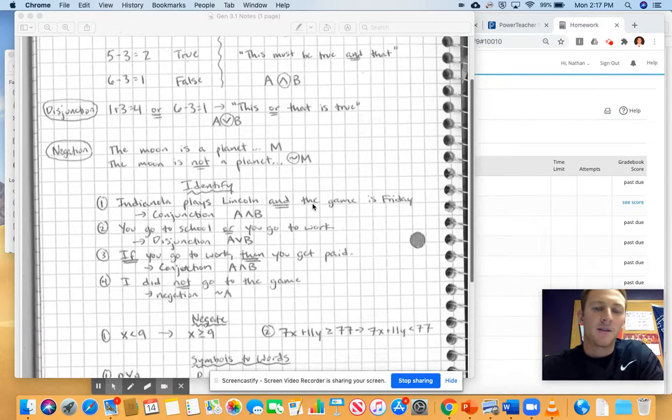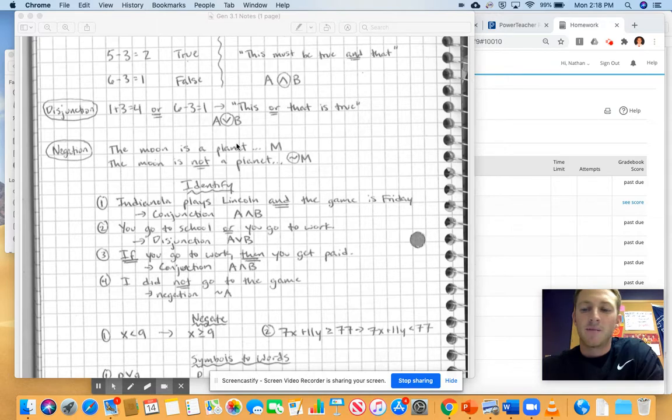The negation just takes a sentence or a statement and makes it the opposite of that. So the moon is a planet. We call this statement M. We're just calling it a random name. Statement M, the moon is a planet. The negation, that's this little tilde thing, the negation of M, so the negation of this statement would be the moon is not a planet. What do we see here? It's just the negation. We just put in not. So it's not a planet. It's the opposite of a planet.